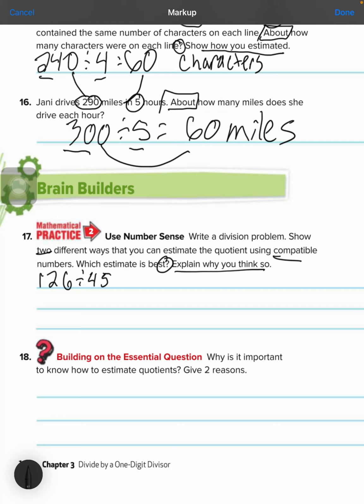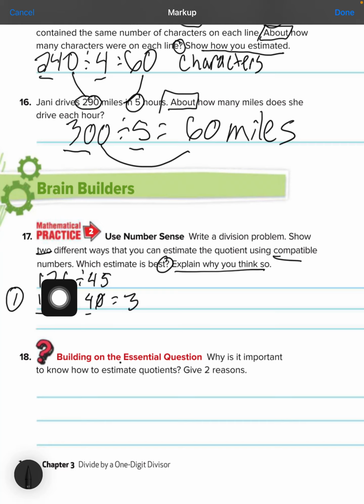But I can round it. I can round 126 to about 120. And I can round 45 to about 40. Because I know 12 and 4 get along really well together. 12 divided by 4 is 3. And because I'm doing division and I can cross off a 0, 3 is my answer. So here's my first example.